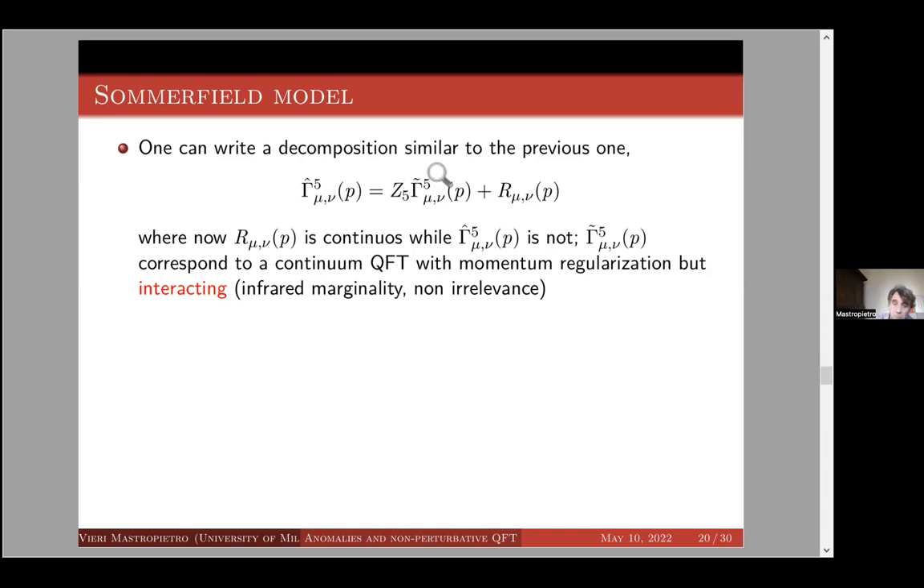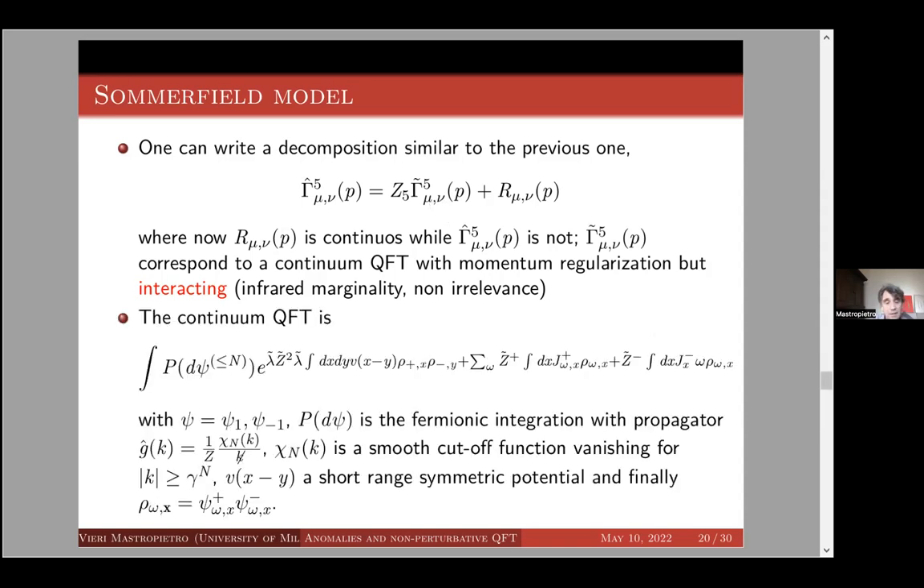So this decomposition is possible only if this gamma tilde corresponds to an interacting theory, while before it was corresponding to a non-interacting theory, okay? The interacting theory is very similar to the previous one. It's a sort of theory model, so current interaction with a momentum cutoff and with a density interaction.